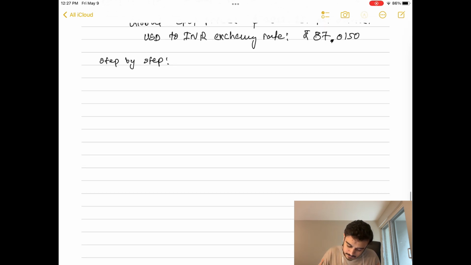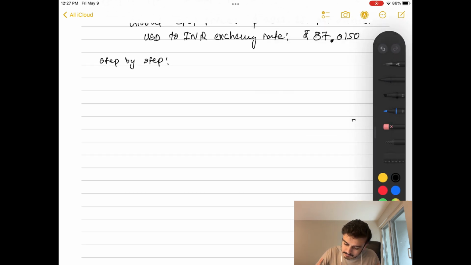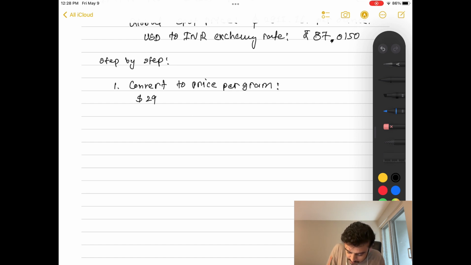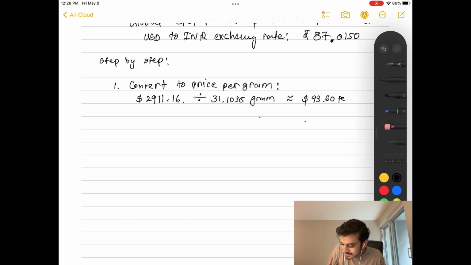So first, if you want to calculate the price of gold, convert to price per gram. Like per gram, what's the price, right? Now, as I just told you, the spot price was 2911.16 US dollars divided by 1 troy ounce, which is equal to 31.1035 grams, right? So the answer will be approximately 93.60 dollars per gram.